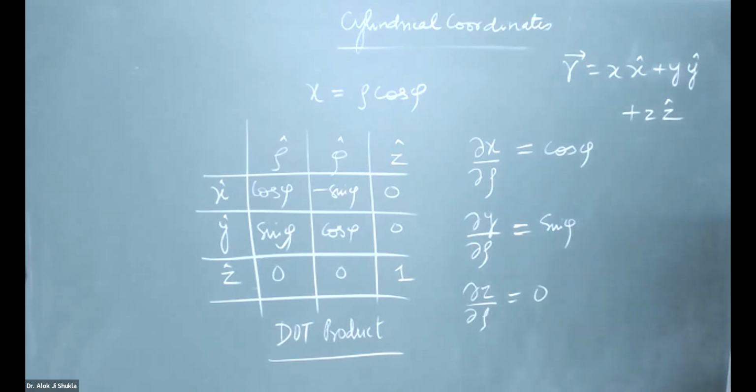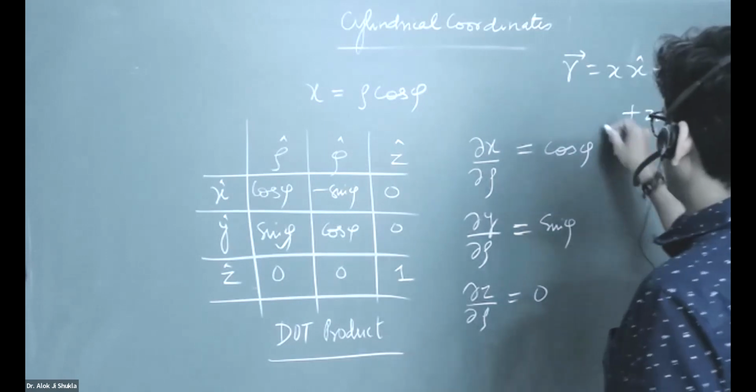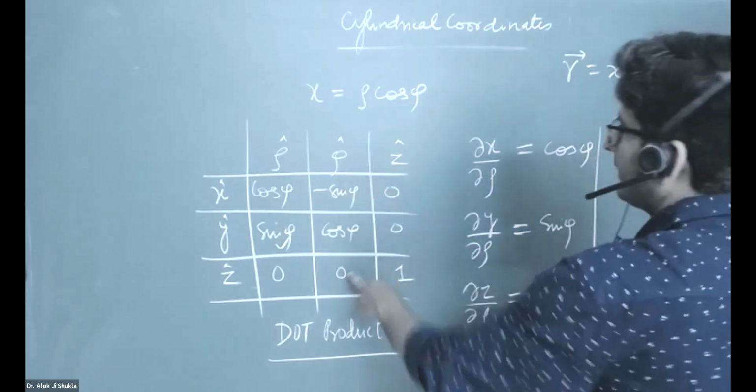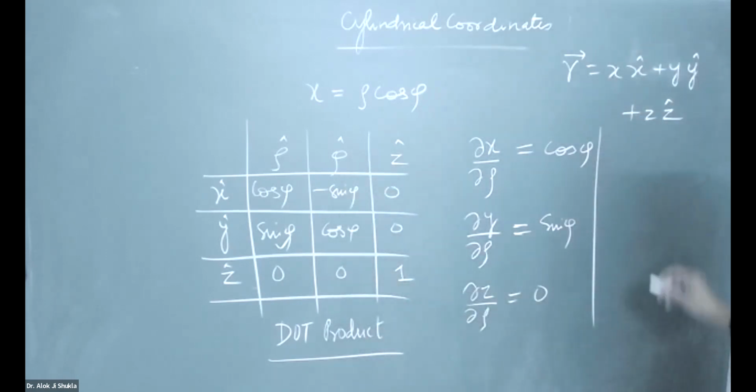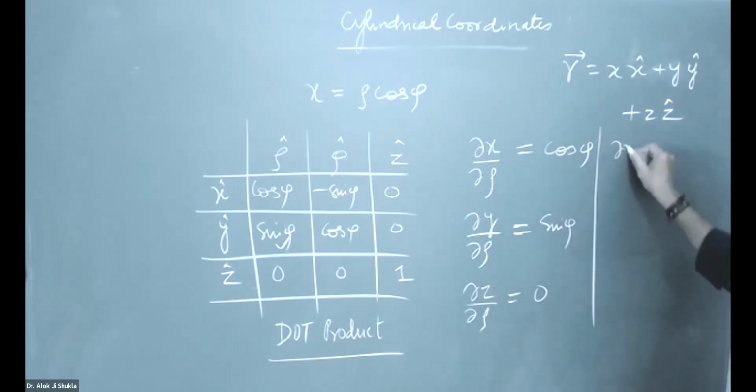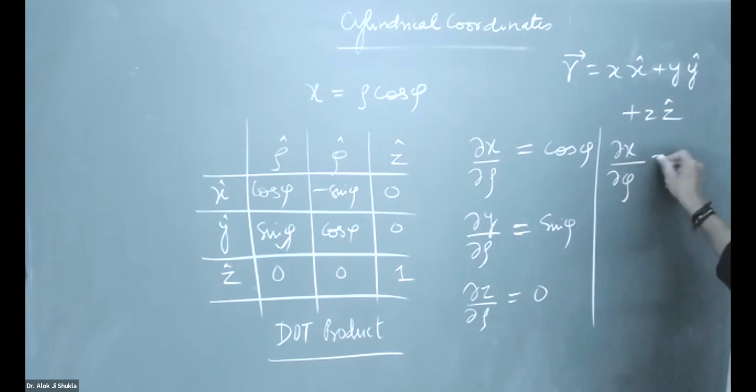Now write for phi, phi cap. Del x by del phi, how much will it be? Minus rho sin phi. Yes, sir.